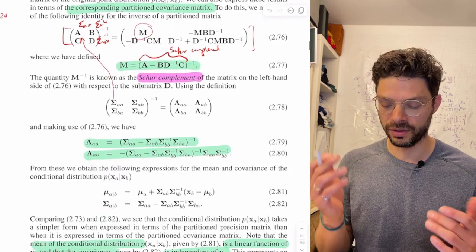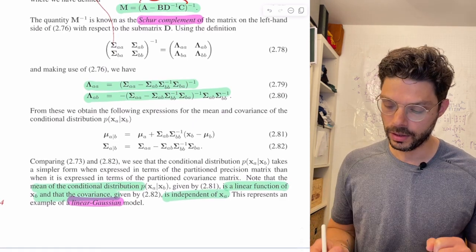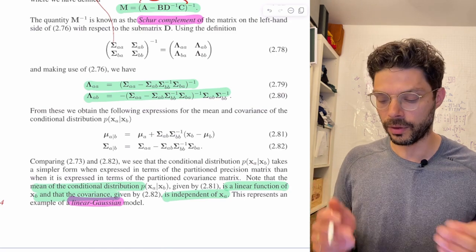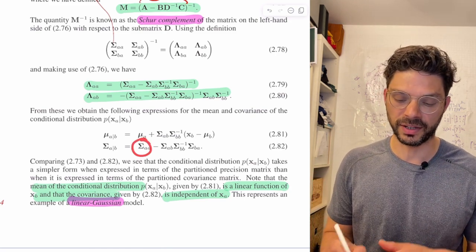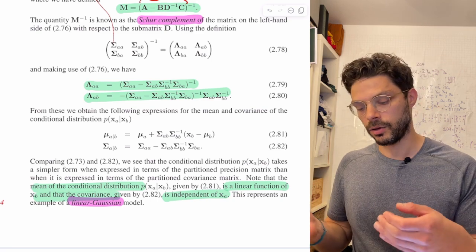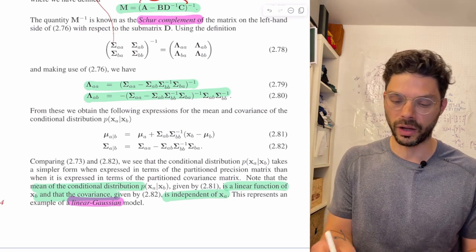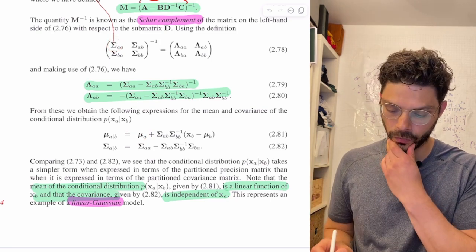So that's one way it's useful to be able to work in both ways. And then we'll see in the next section that for the marginal distribution, it's actually simpler to just work in terms of the covariances, because you'll get the very intuitive result that the mean and the covariance of the marginal distributions are just this and this. But we'll get to that there.